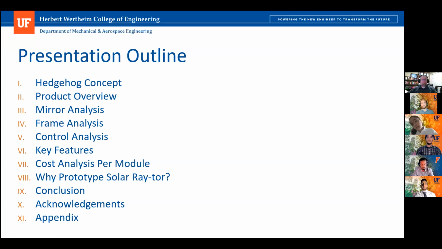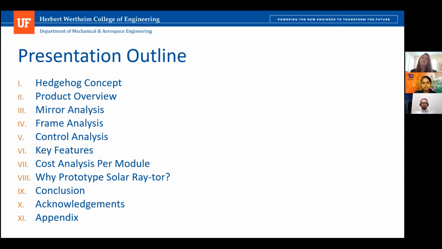Here you can see the presentation outline that we'll be going through today. We'll start off with the Hedgehog concept, then the product overview, the analysis for our mirror, frame, and control system, some key features of our design, the cost analysis per module, reasons why you should prototype the solar Ray-tor, and we'll end it off with the conclusion and acknowledgement.